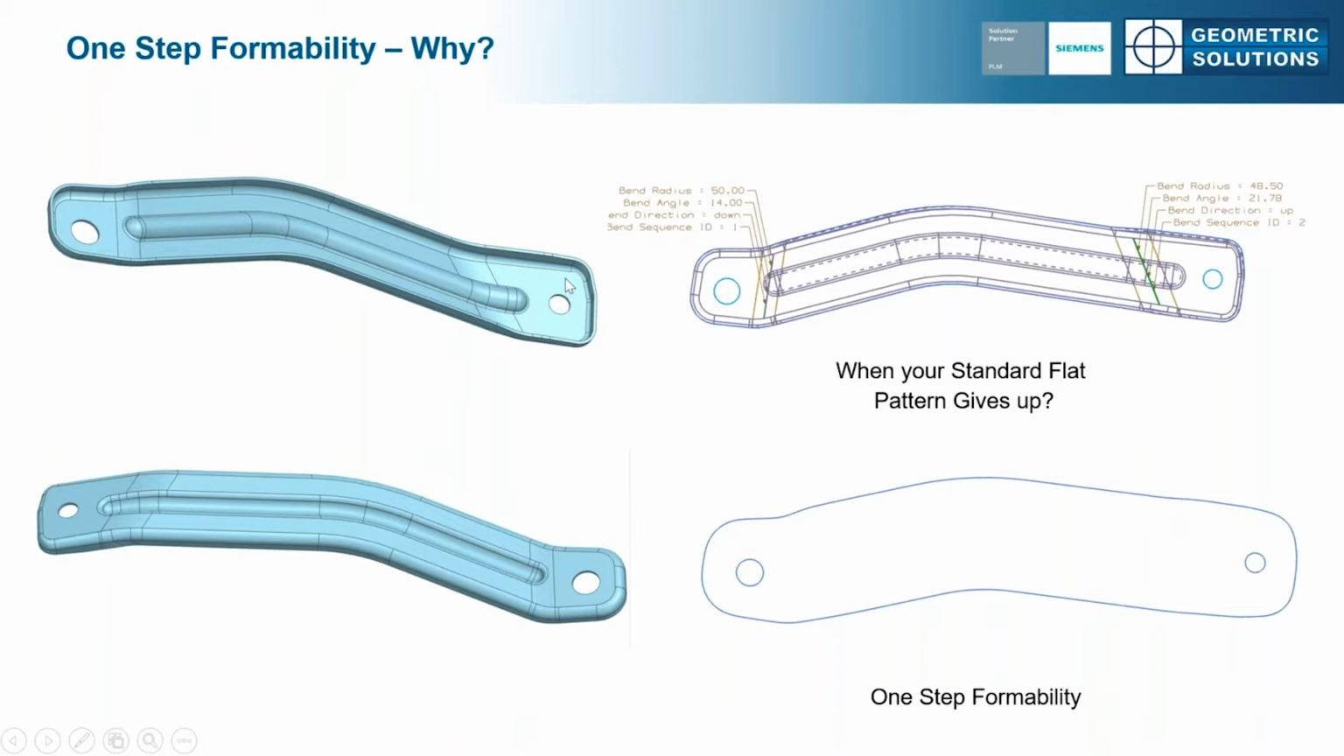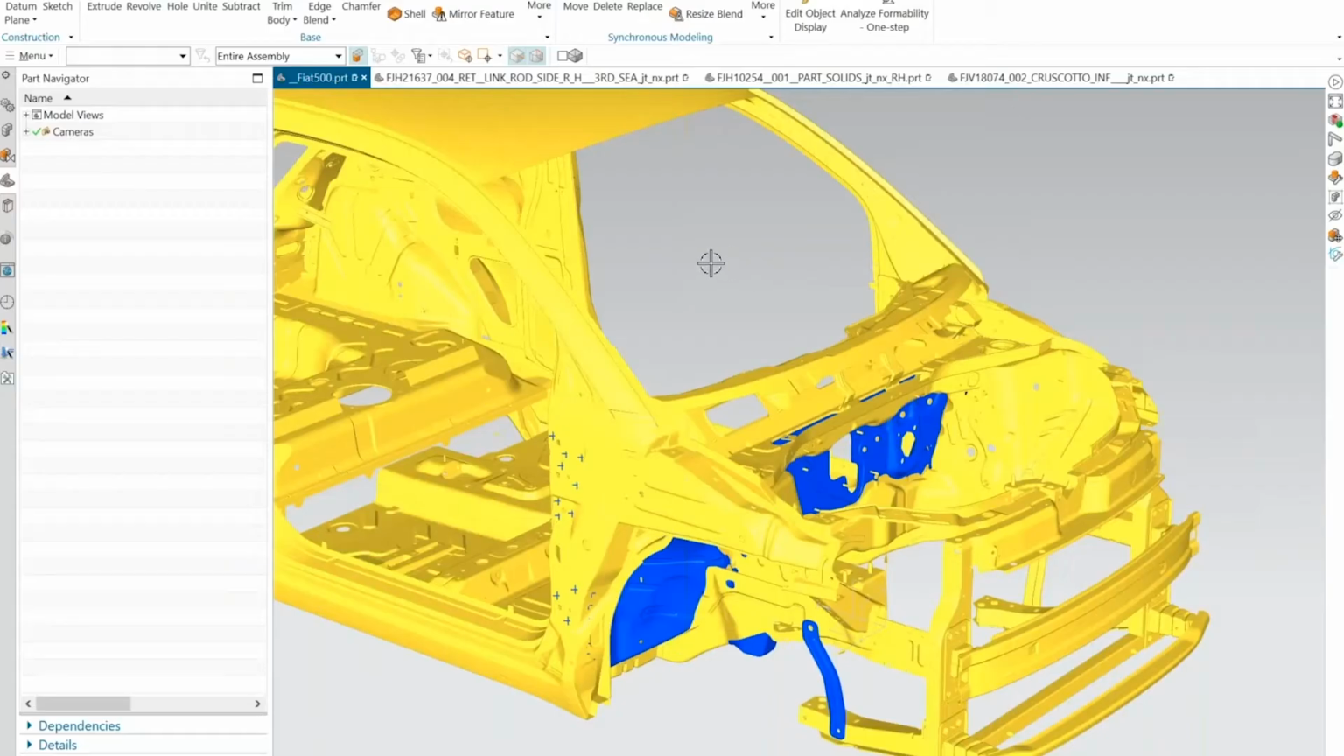So the question is, what do you do when your standard flat pattern just gives up, when it throws its hands in the air? That's where this tool, one-step formability, comes into play. Because with one-step formability, can you flatten it? Yes, you can. Let's jump into NX and actually take a look at this tool in action.